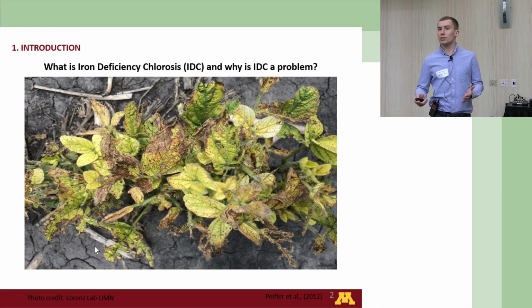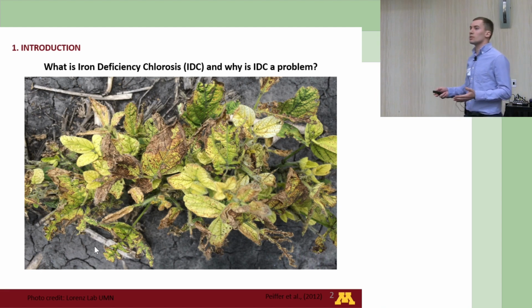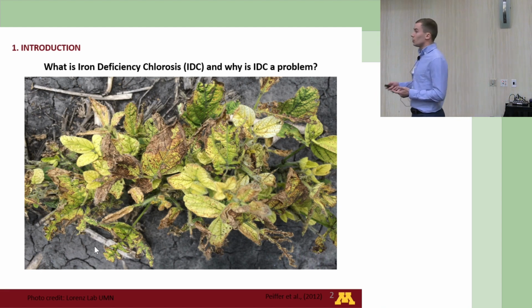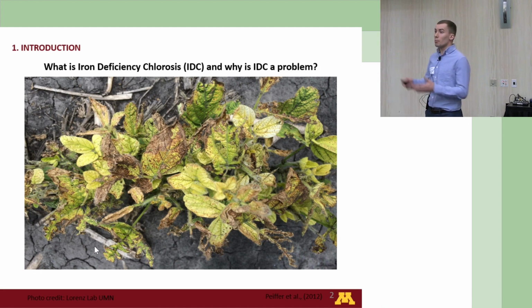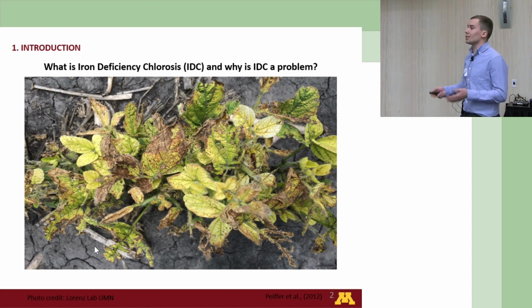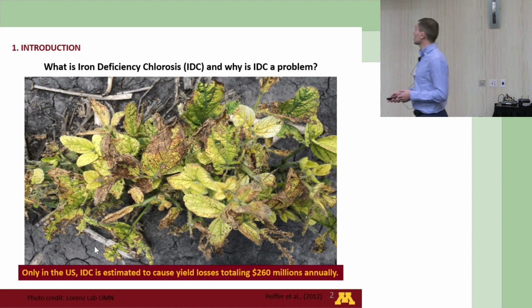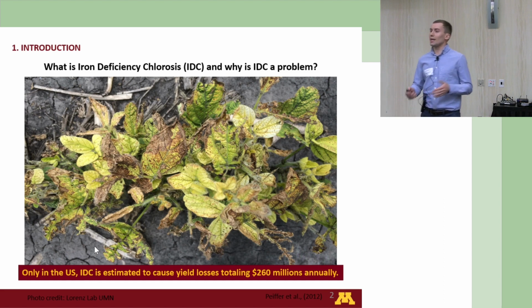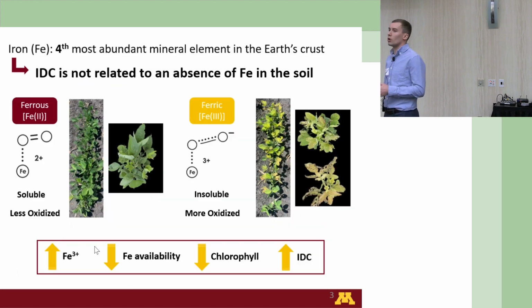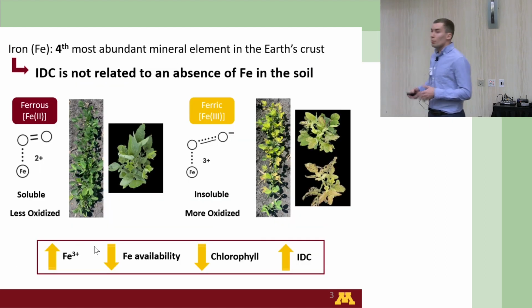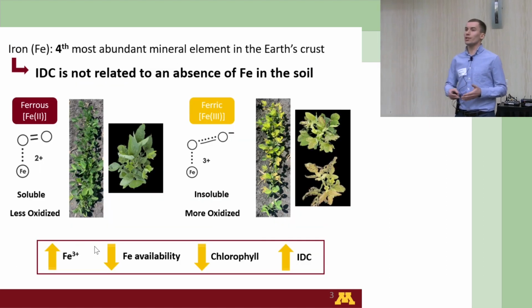Under severe conditions, IDC symptoms can include necrosis, reducing the amount of plant tissue available for photosynthesis, or even causing plant death. But why is IDC a problem? IDC is a problem because most often its symptoms result in significant yield reductions. Only in the United States, IDC is estimated to cause yield losses totaling $260 million annually. But you might ask, how does IDC occur in the field?